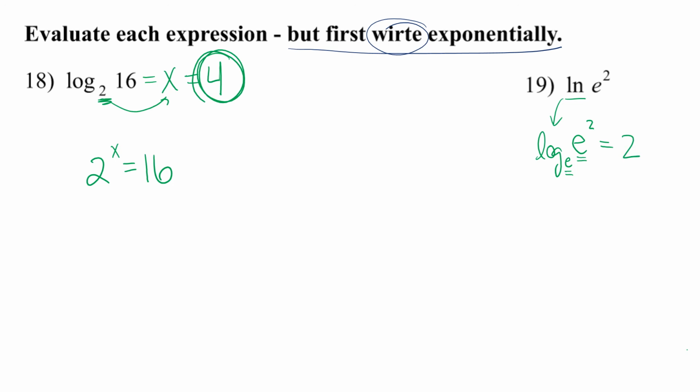But if we were going to write this exponentially, I'd say equals x. And then I'd say, okay, this means that the base here is e. So e to what power equals e squared? x is 2. So the answer is 2.